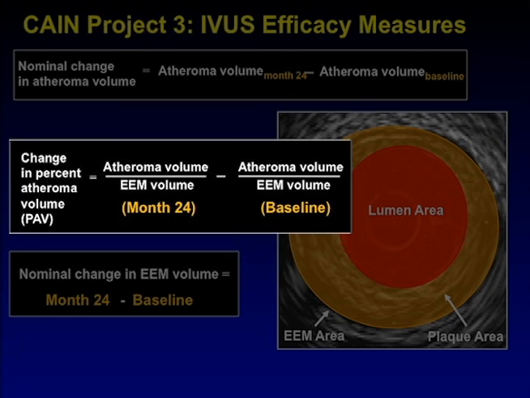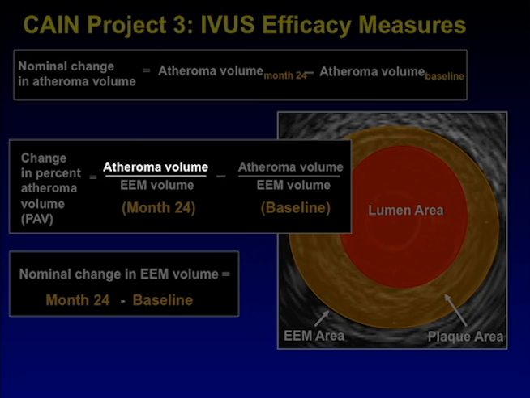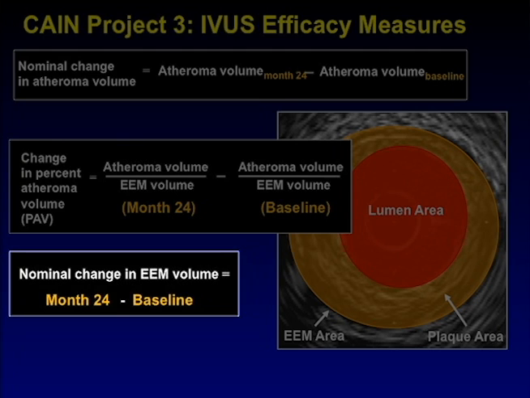PAV is actually the percentage of total dimensions occupied by plaque. So in terms of the maths, you simply divide atheroma volume by EEM volume. You compute that at baseline and follow-up, and the difference between the two is obviously the change in PAV.